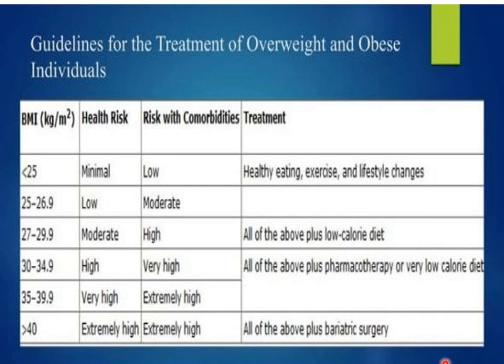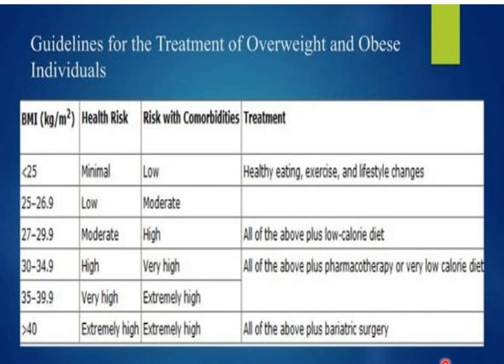While a body mass index of 30 to 34.9 carries a high health risk, and a very high risk with more comorbidity. So, what is the treatment for those people? All of the above, I mean healthy eating, exercise, and lifestyle change, but the low-calorie diet we will exchange for pharmacotherapy with a very low-calorie diet.